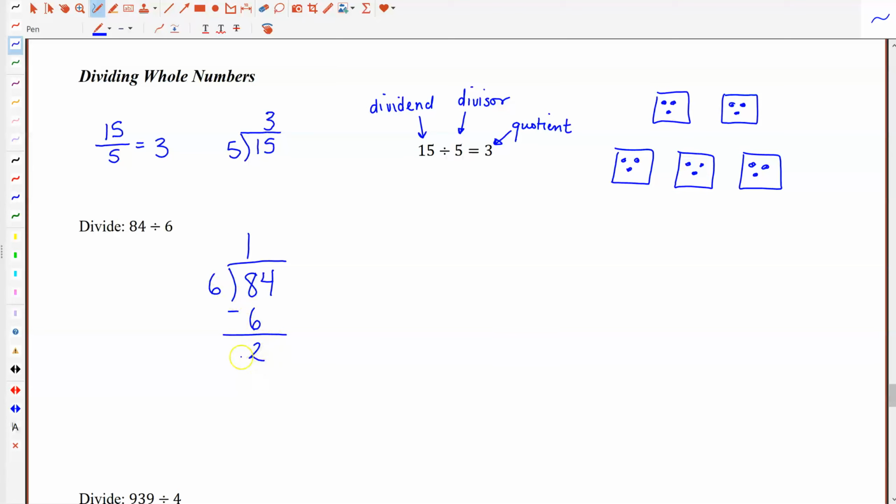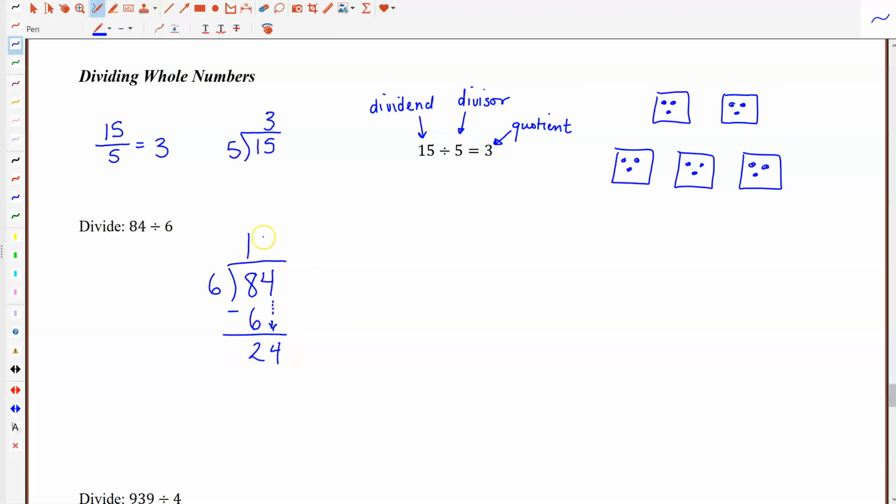At any point in time, this remainder needs to be smaller than this number out here, your divisor. If this number down here had been 6 or bigger, that means above the line we could have gone in another time. I have another number right here, so I'm going to bring it down below the line. And now the number I'm looking at is 24. And I would ask myself, how many times does 6 go into 24?